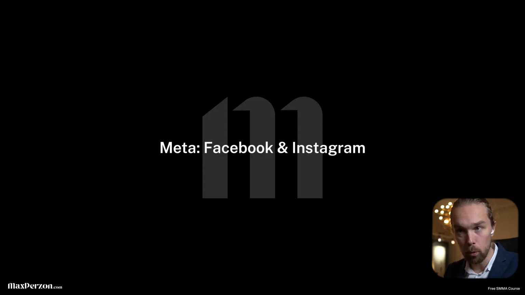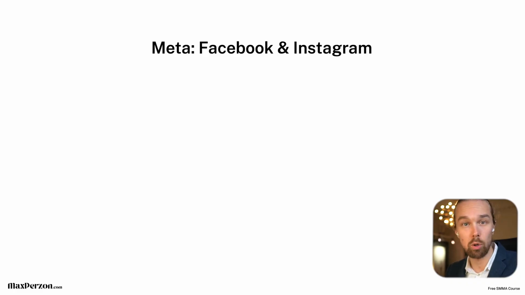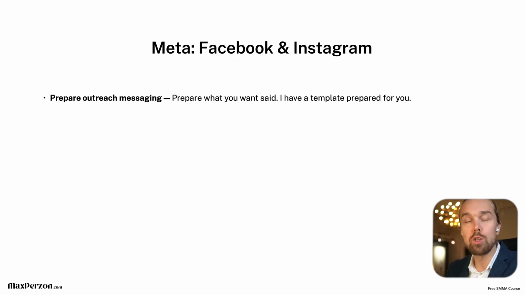Let's begin with point number one, and that is Meta, Facebook, and Instagram organic advertising. So the first thing you want to do is to prepare your outreach messaging. You basically want to prepare exactly what you want said and also have room for your custom messaging or your personalized first line, essentially. You don't want to blast out messages, but you only want to send personalized messages to the prospects within your niche. And I've also prepared an outreach template for you that I'm going to show you here in just a second in this video.